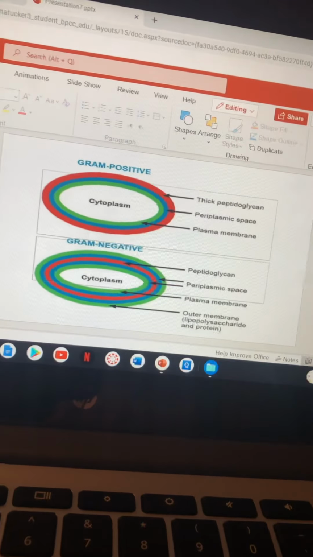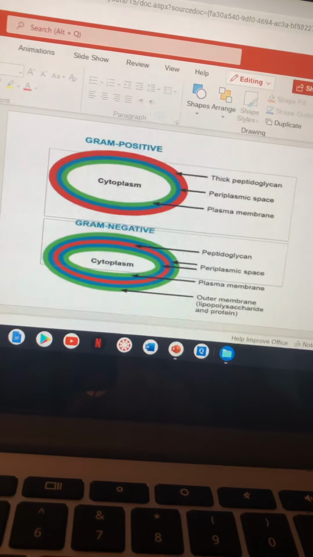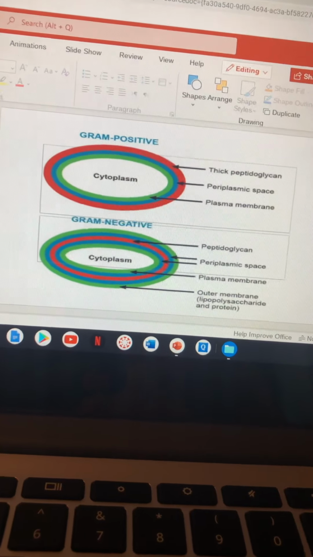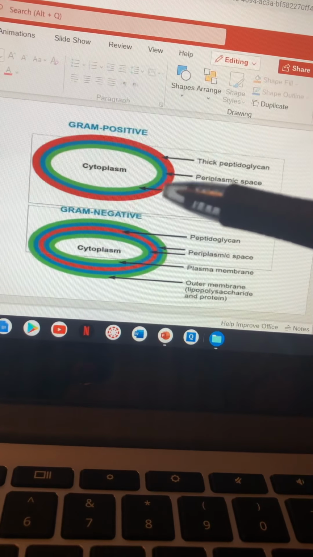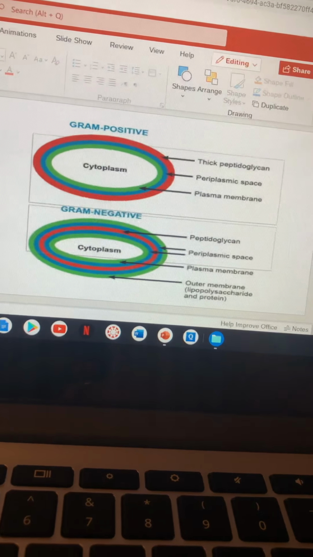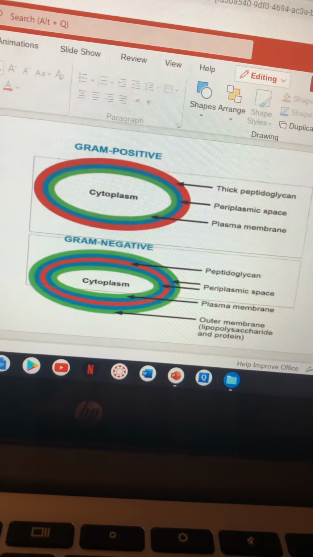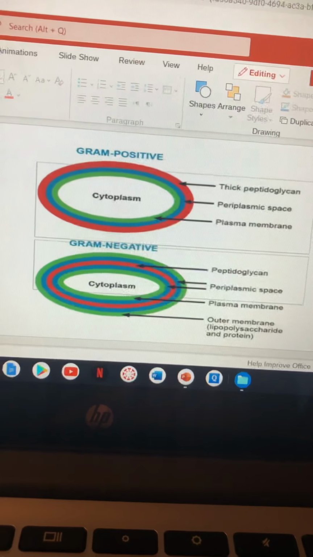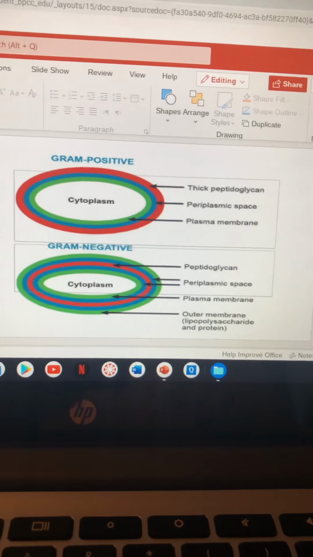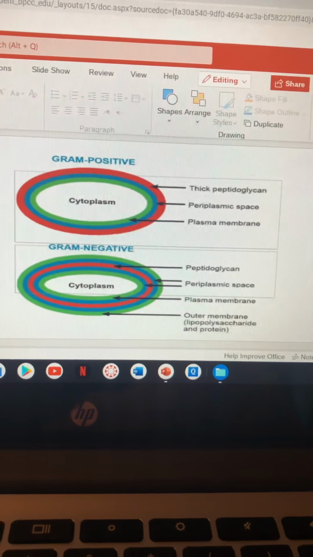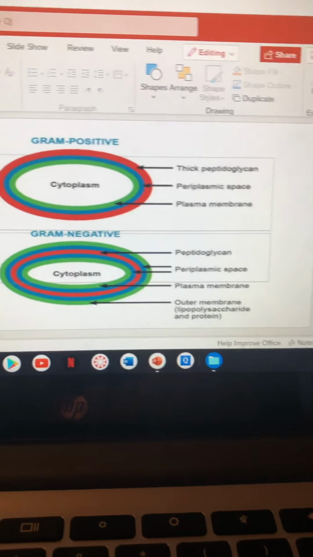So Gram positive and Gram negative, their cells are different, and Gram positive cell walls contain a thick layer of peptidoglycan. This red layer, that's all peptidoglycan. And then that blue layer right there is periplasmic space. The green layer is the plasma membrane. Peptidoglycan is a polymer that consists of sugars and amino acids. It forms a kind of mesh-like layer outside of the plasma membrane to form the cell wall.